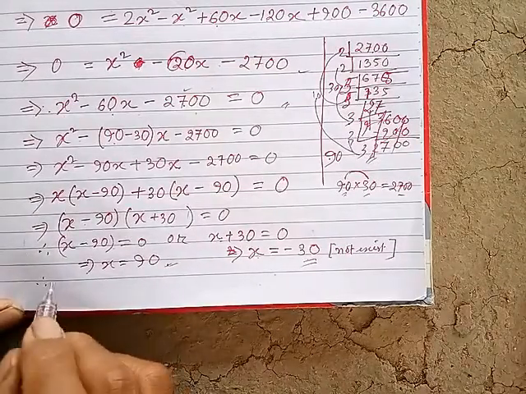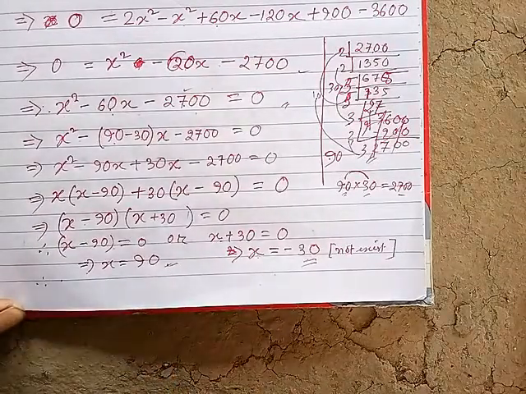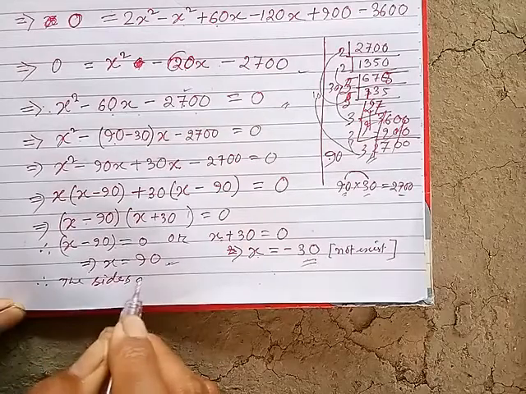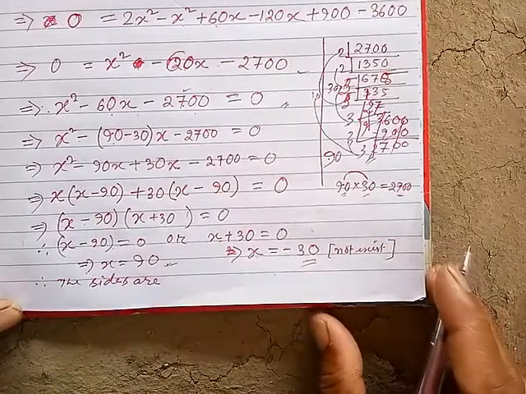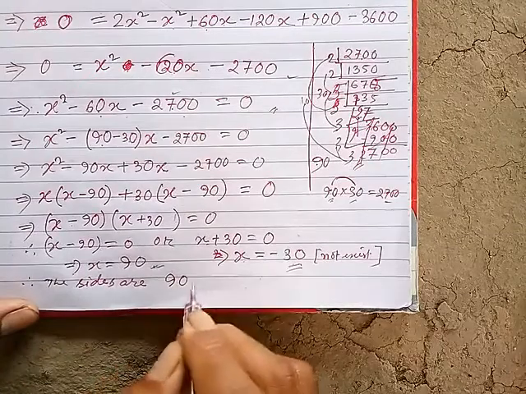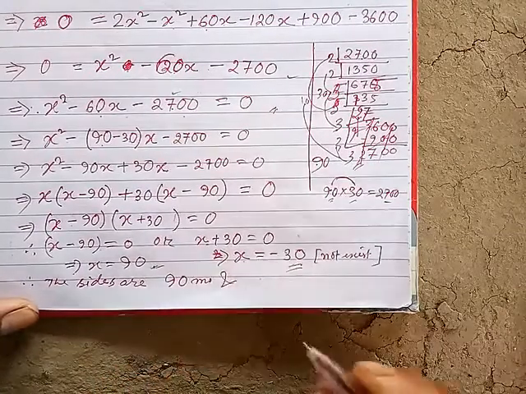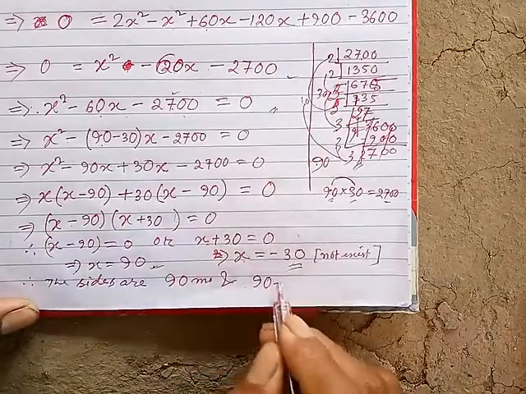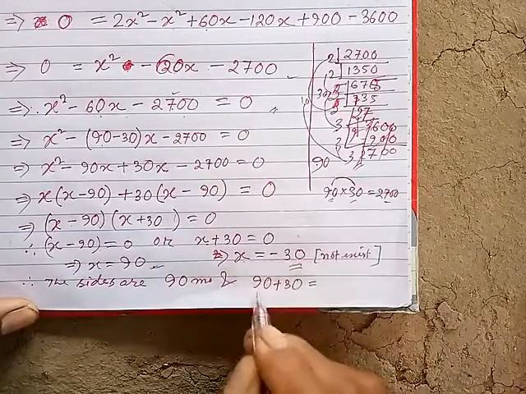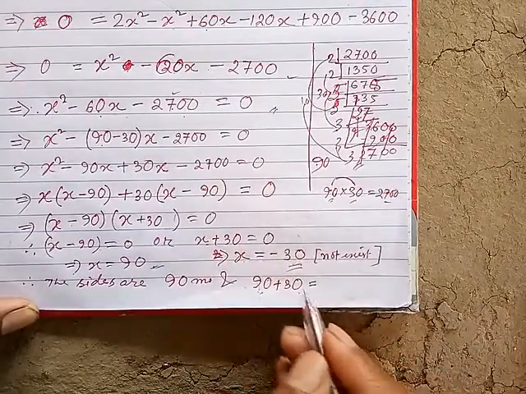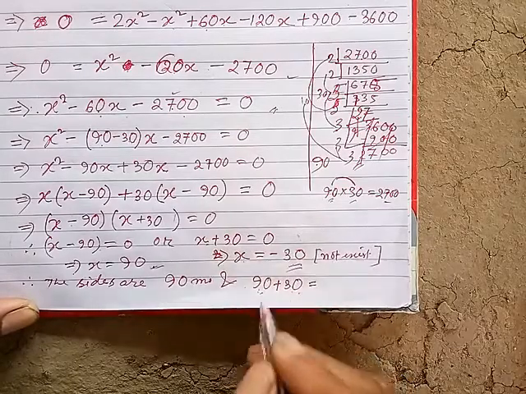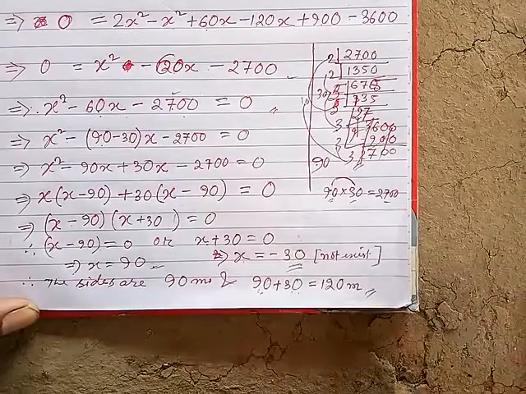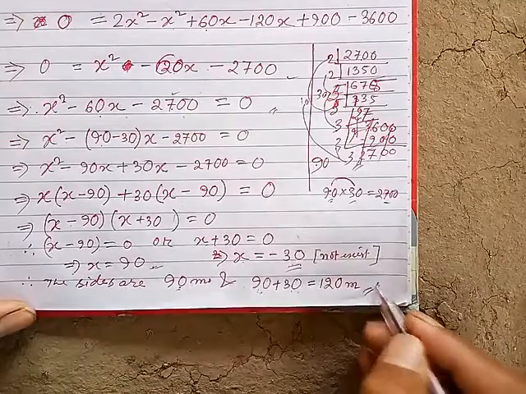Therefore, you are asked to find the sides of the field. The shorter side is 90 meter, and the longer side, as per the question, is 30 more than the shorter side. So 90 plus 30: the longer side is 120 meter and the shorter side is 90 meter. This is the conclusion. Thank you.